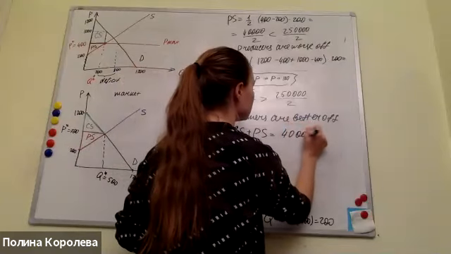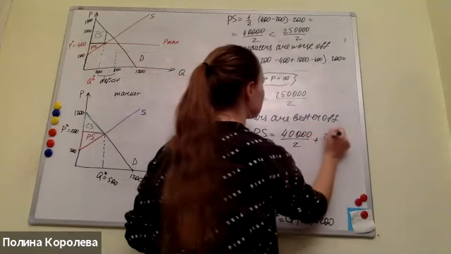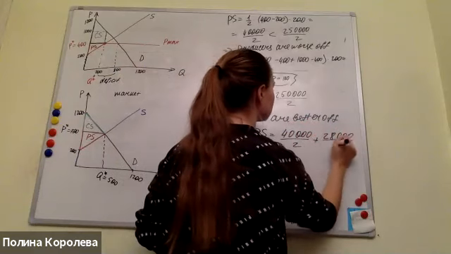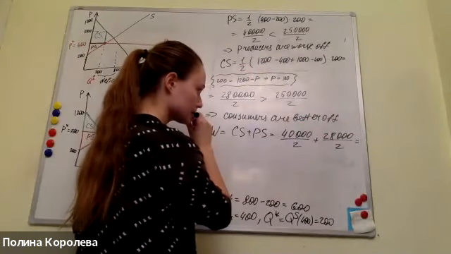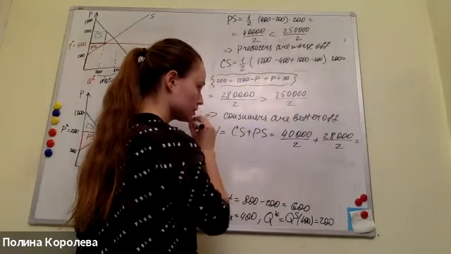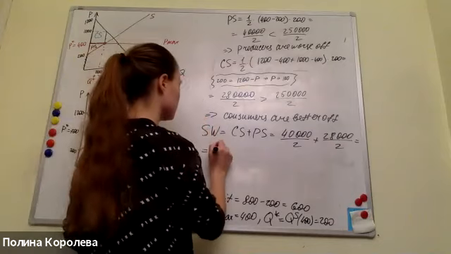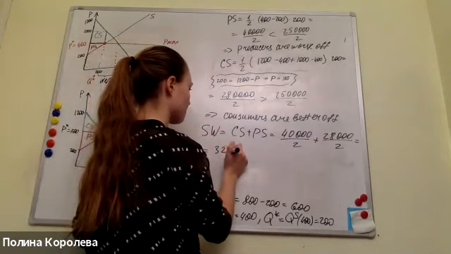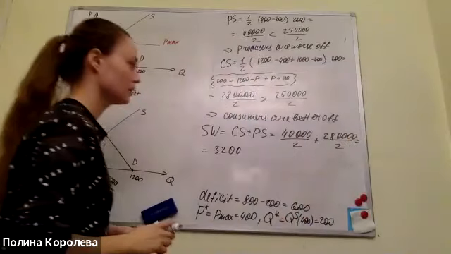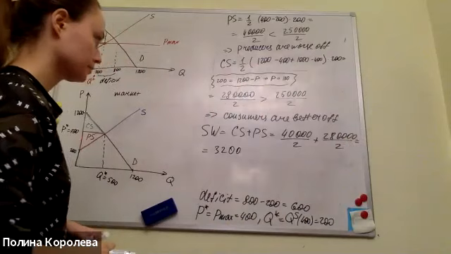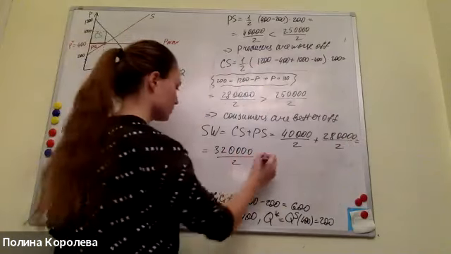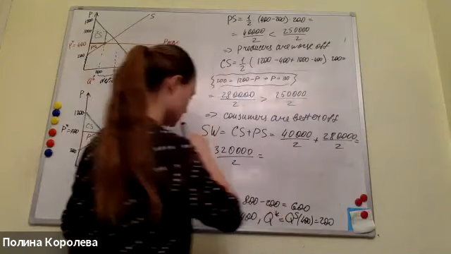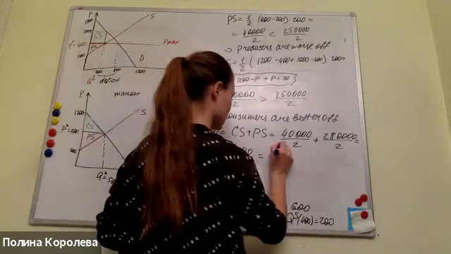80 thousand over 2 plus 32 over 2. I think you missed the 0 on the 28,000. Yeah, thanks. Yes. And this is how much? 16.